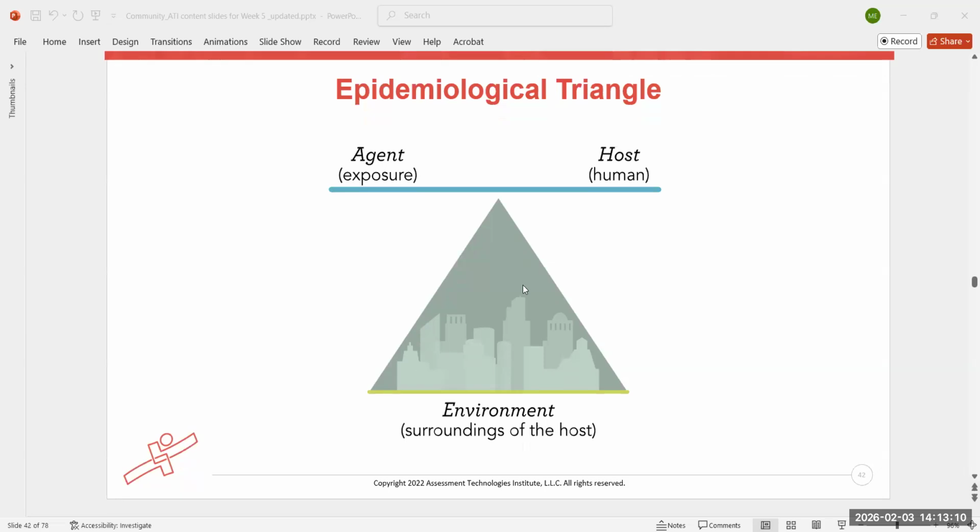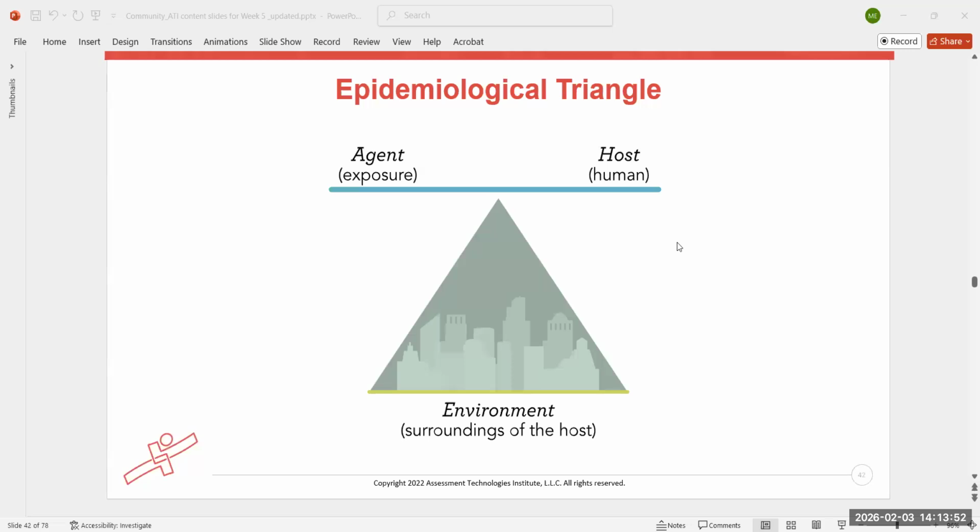Looking first at the host, that's the individual. There are things you want to think about for your host. How susceptible is the host? Things that could influence susceptibility: age, sex, genetics, ethnicity, where you work, your baseline health status, and also your immunological status. Do you have your immunizations, or are you living with a disease or a health condition that will put you at a higher risk or a higher susceptibility if you were to come in contact with an agent?